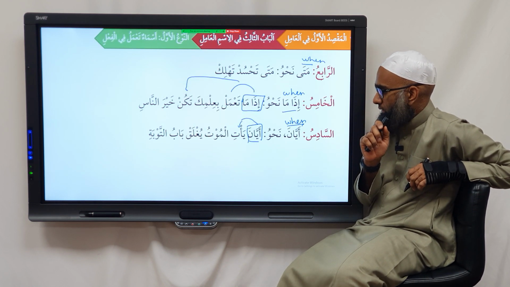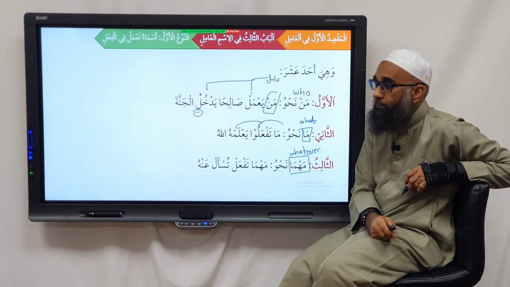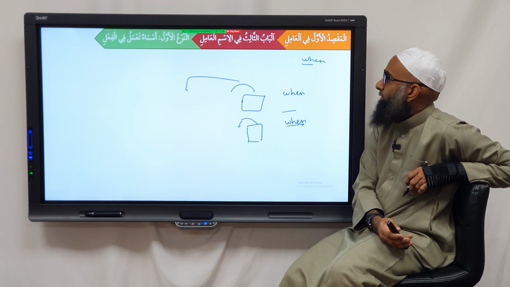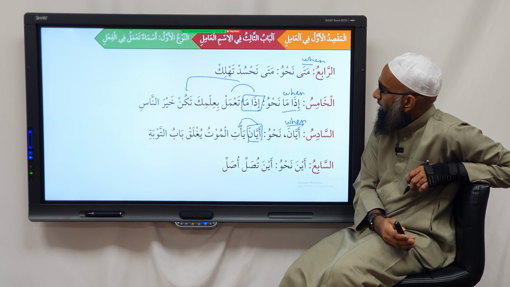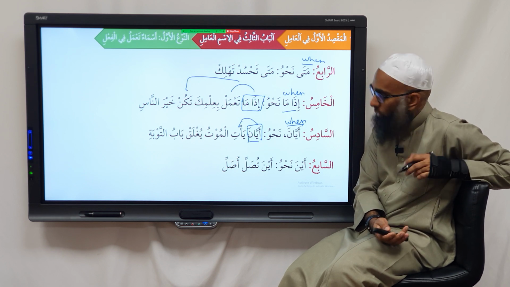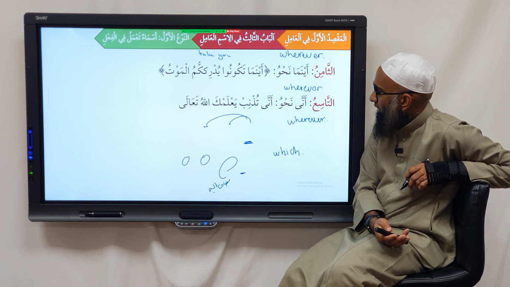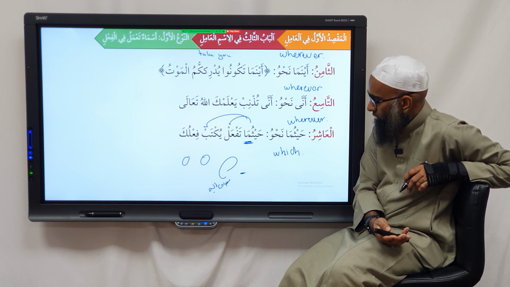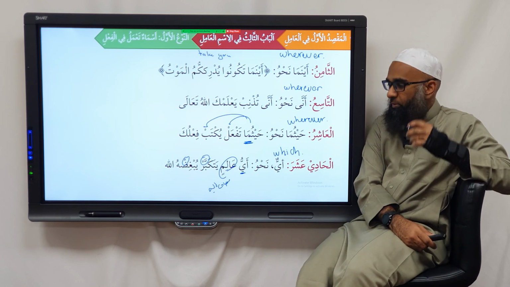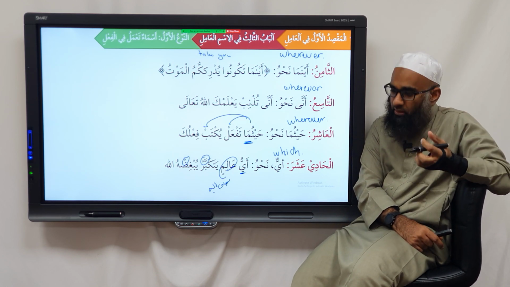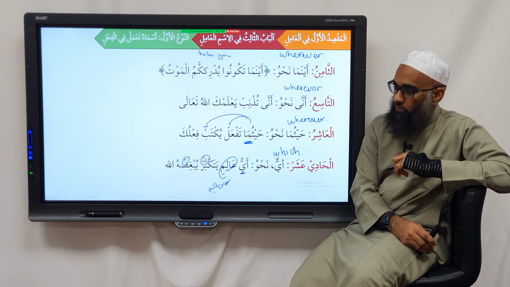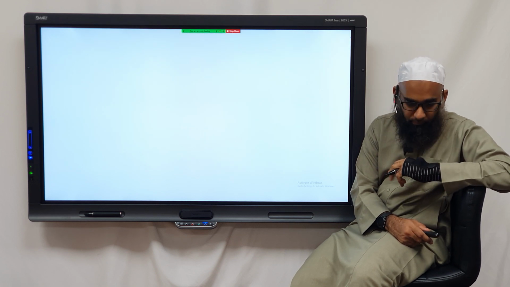So let's go over them again. Man means who, ma means what, and mahma, whatever. Then we have mata, when, idama, whenever. Ayana also means when. Ayna means where. Aynama means wherever. Anna means wherever. Haythuma also means wherever. Ayyu means which. These are Asma'ul Shart. They come before two sentences, the shart and jawabul shart, and both of these verbs become what? Majzoom. Yes? Everybody understand? Any questions?